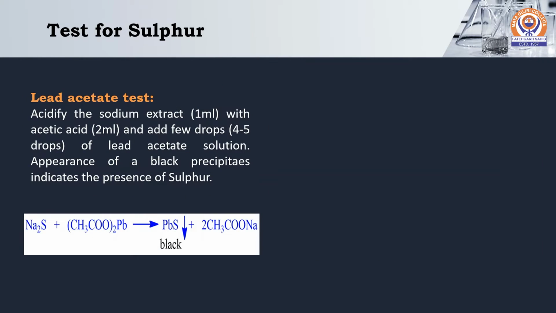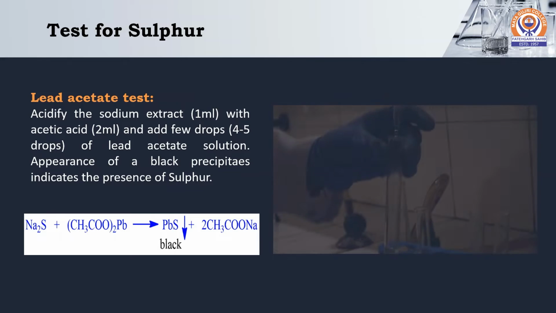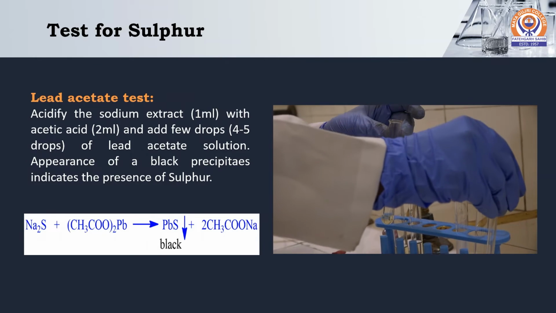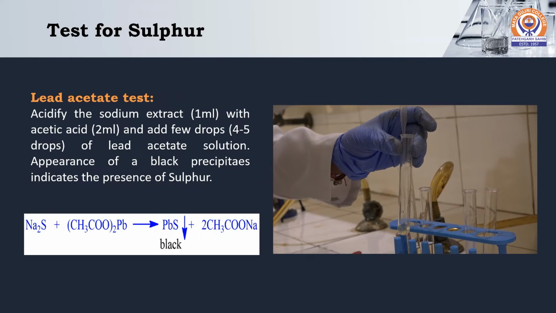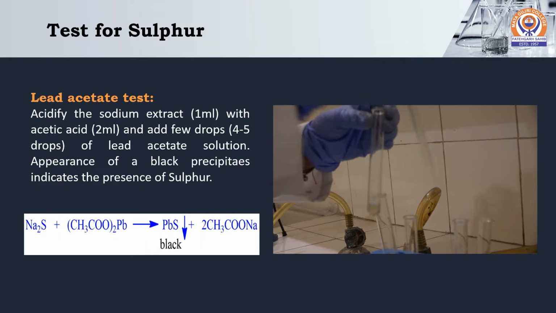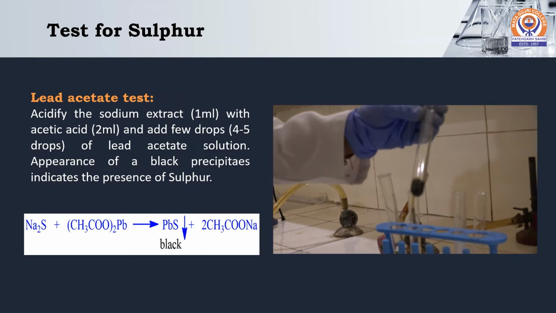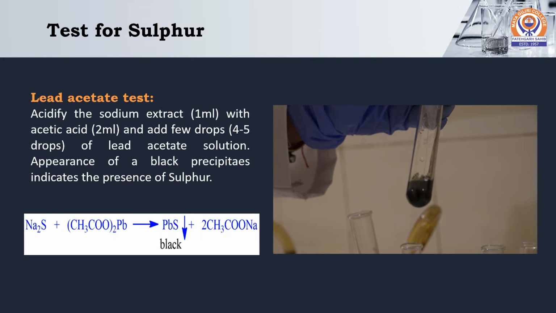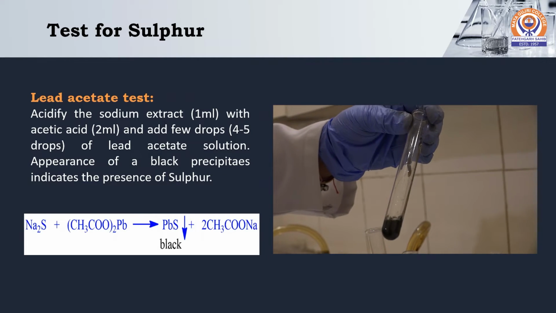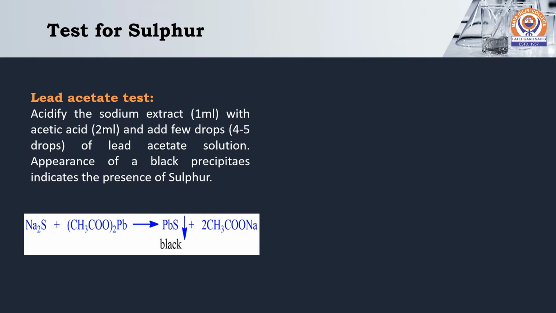Test for sulfur. In this, we will perform the lead acetate test. We will take sodium extract, acidify it with acetic acid, then add a few drops of lead acetate solution. Appearance of black precipitate indicates the presence of sulfur. The black precipitate is lead sulfide.